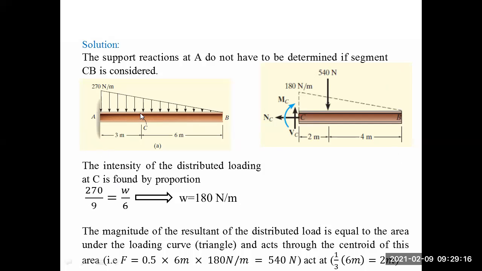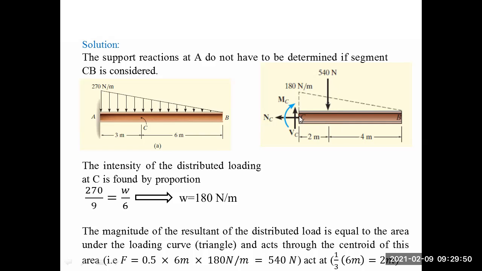The force has a triangular shape, so the load is proportional. At this point, the load, how much is it? It's W over 6, because of the triangular shape. So you can determine the load at this point per meter, okay, the load per meter. Once you determine the load, which is equal to 100 Newton per meter, then you determine the resultant.